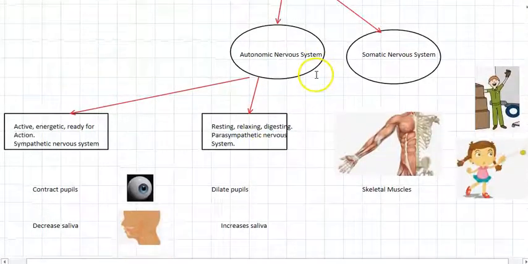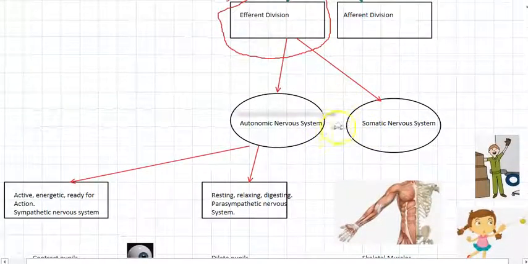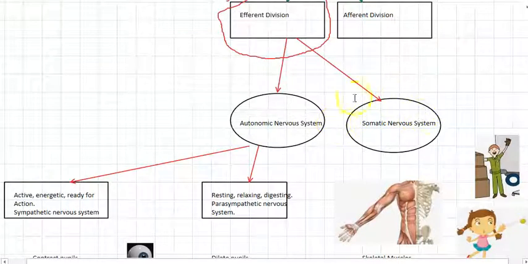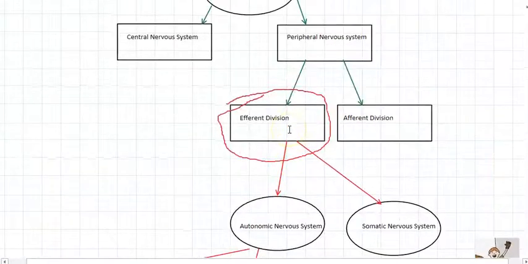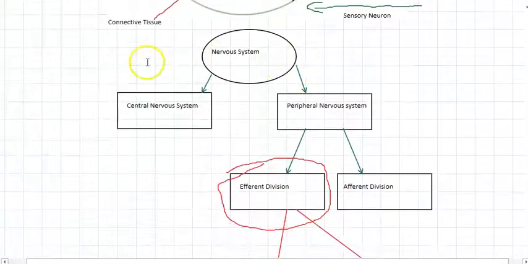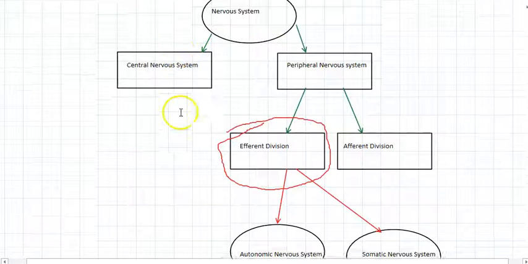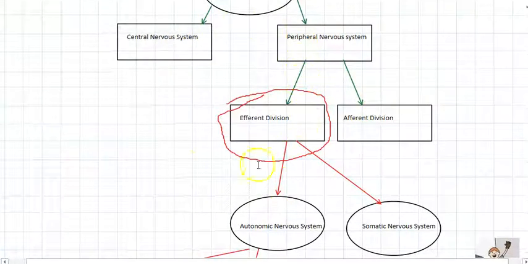Okay, so that's all the different divisions of the nervous system. You can see that everything's linked together a lot more closely than we first learnt. But this is the basic way that scientists and researchers have divided up the nervous system.